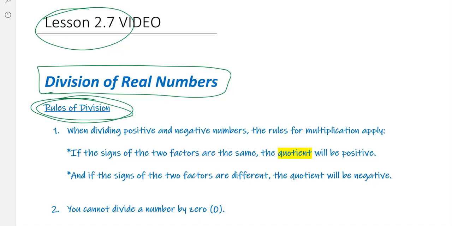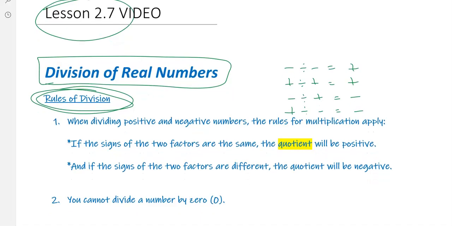When dividing positive and negative numbers, the rules for multiplication apply. So multiplication, division, same rules apply. If the signs are the same, negative divided by negative is going to equal a positive because the signs are the same. A positive divided by a positive is going to be positive, right? Okay. Negative divided by positive is going to be negative because the signs are different. And a positive divided by a negative is going to be negative because, again, the signs are different. So those are the same rules as multiplication.